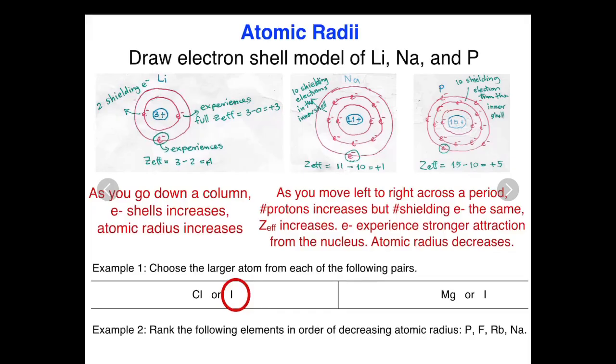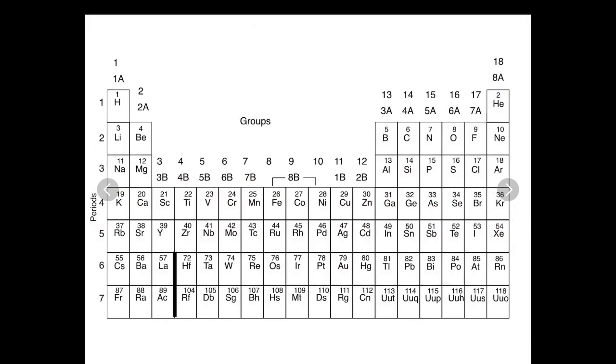Okay, now let's take a look at magnesium and iodine. Magnesium is right here, iodine is right here. Clearly, magnesium would have only n equal to 3, so 3 energy levels, and iodine has 5 energy levels. Therefore, in this case, clearly the size of the atom would be determined by the number of energy levels located inside the electron cloud.